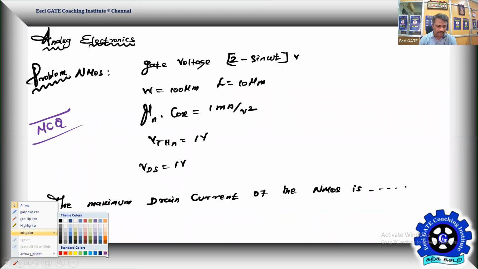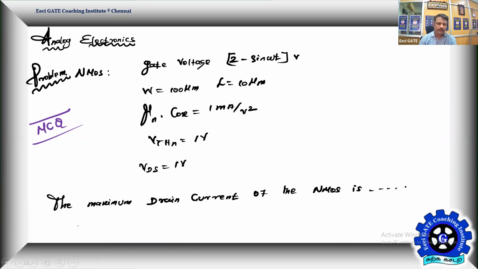Given an NMOS, hopefully the data given are almost closer to the paper. No figure is given. Given an N channel EMOSFET, its gate is excited by 2 minus sine omega t volts. Omega may be given, but I don't remember that exactly, so I'm going with 2 minus sine omega t volts. That's the excitation to the gate.